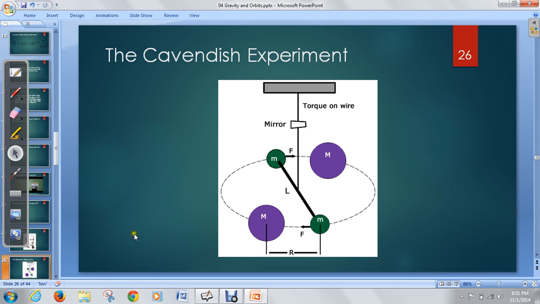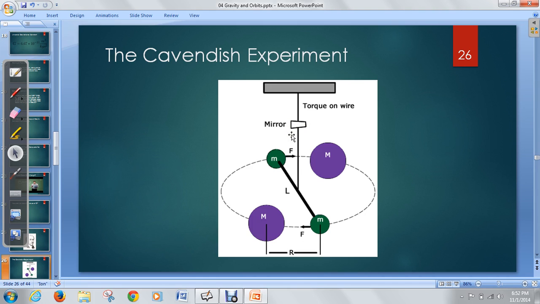Because what he did is he had a bunch of lead balls in this garden shack in the back of his yard, okay? And he hung them from this wire, kind of like a dumbbell if you want to think about it. So he had two on this dumbbell and two on the outside, and then let the dumbbell naturally rotate under gravitation. And this little mirror on the string would rotate as well.